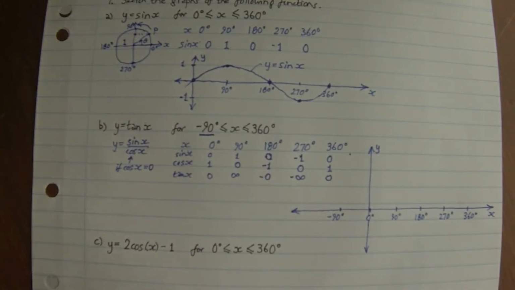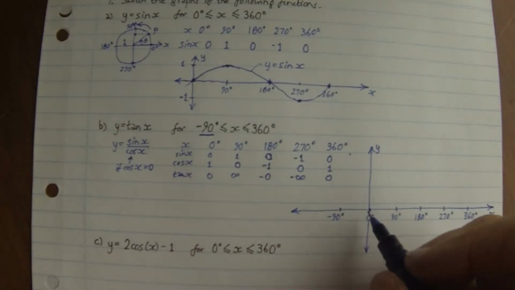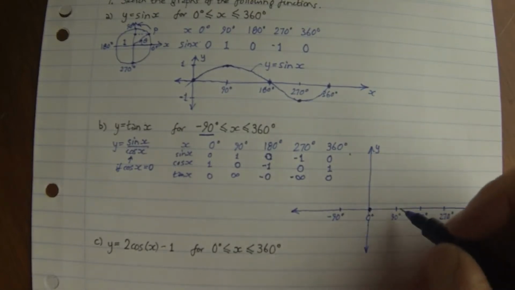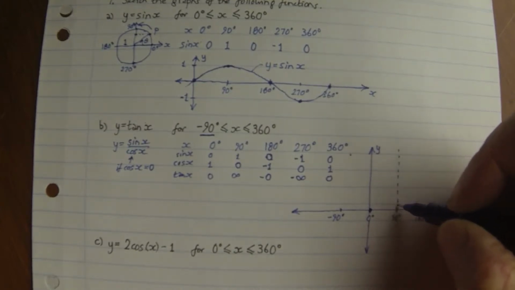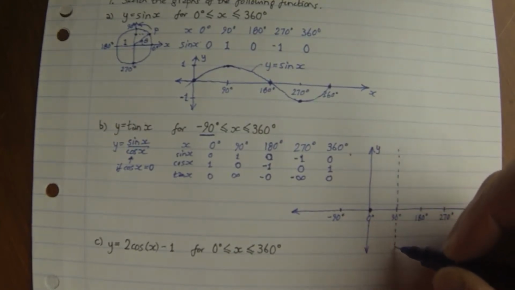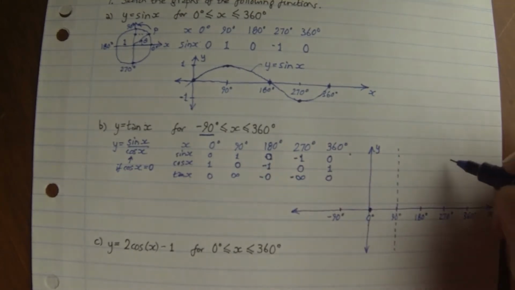Now we can plot the points we've got and then see where to go from there. So tan of 0 is 0. Tan of 90 is undefined. It means we're going to have a vertical asymptote there, and the same at 270.